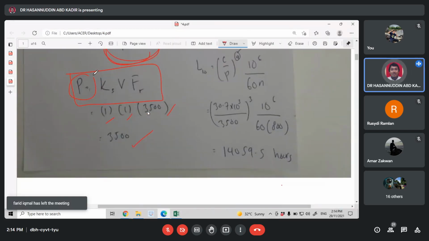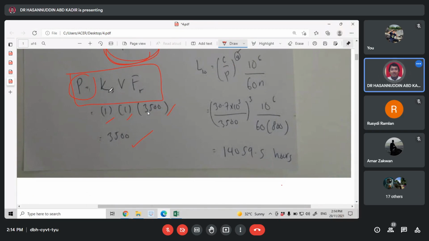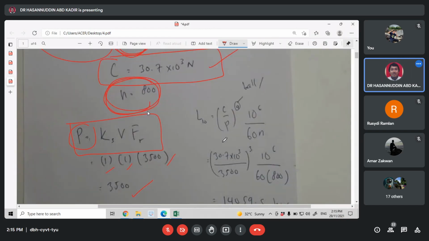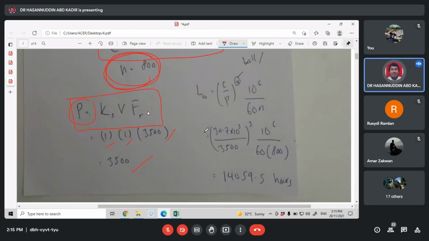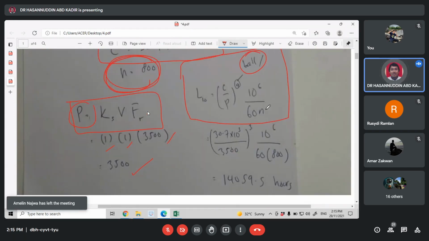Okay, so we already get the value of P here in terms of KS V FR. You know where you get the value of KS, V also you know, and FR they already gave to you. This is called the radial load. Then they ask you to find the value of L10 in terms of hours. So you can apply this formula. For this formula, you know this A value is basically for ball. So ball is basically 3.